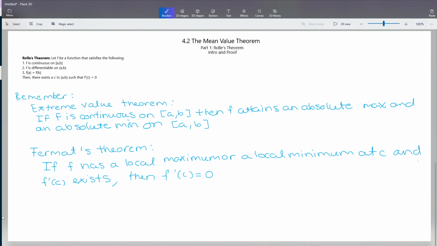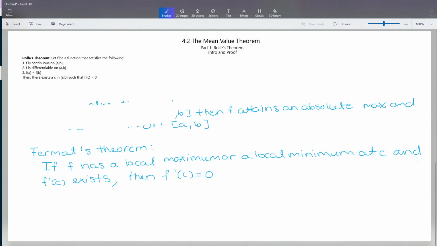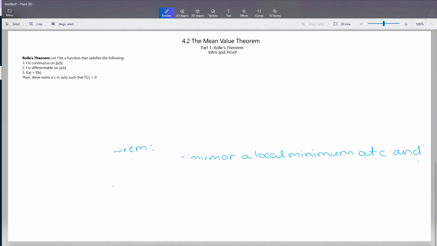Okay. So let's go ahead and look at the proof for Rolle's theorem. We're going to prove it using 3 different cases, and after each one, we'll talk about graphically what's going on in that case. So let's look at the first case.